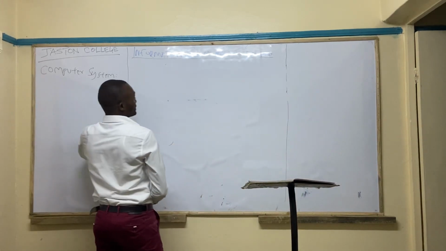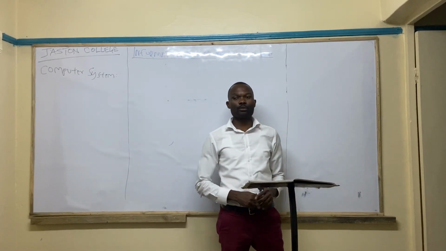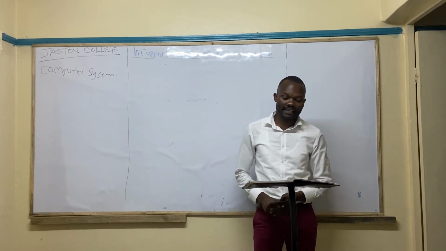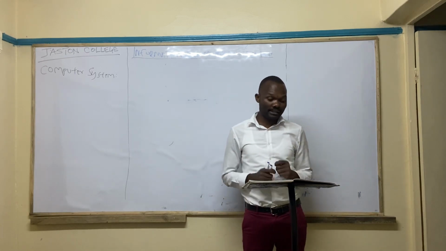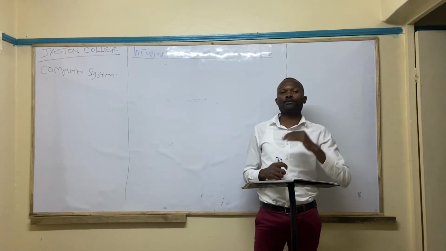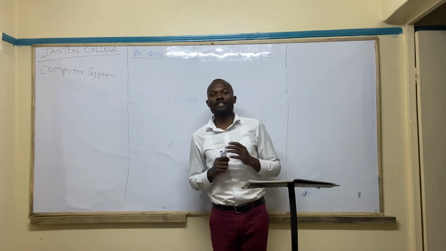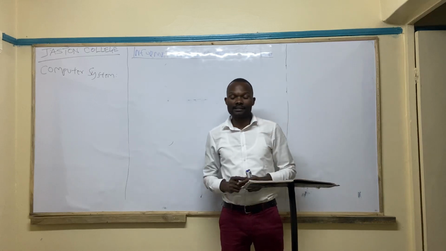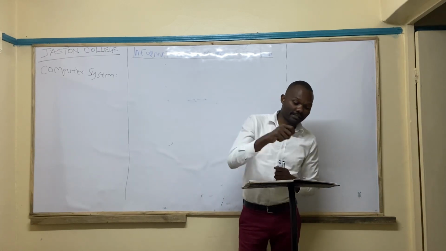So what is a computer system? Before we look at a computer system, let us first define a computer. A computer is defined as any electronic device that captures data, processes data, stores data, and gives us the output in form of information. In other words, a computer is an electronic device that first captures, then processes, stores, and then gives out the output.